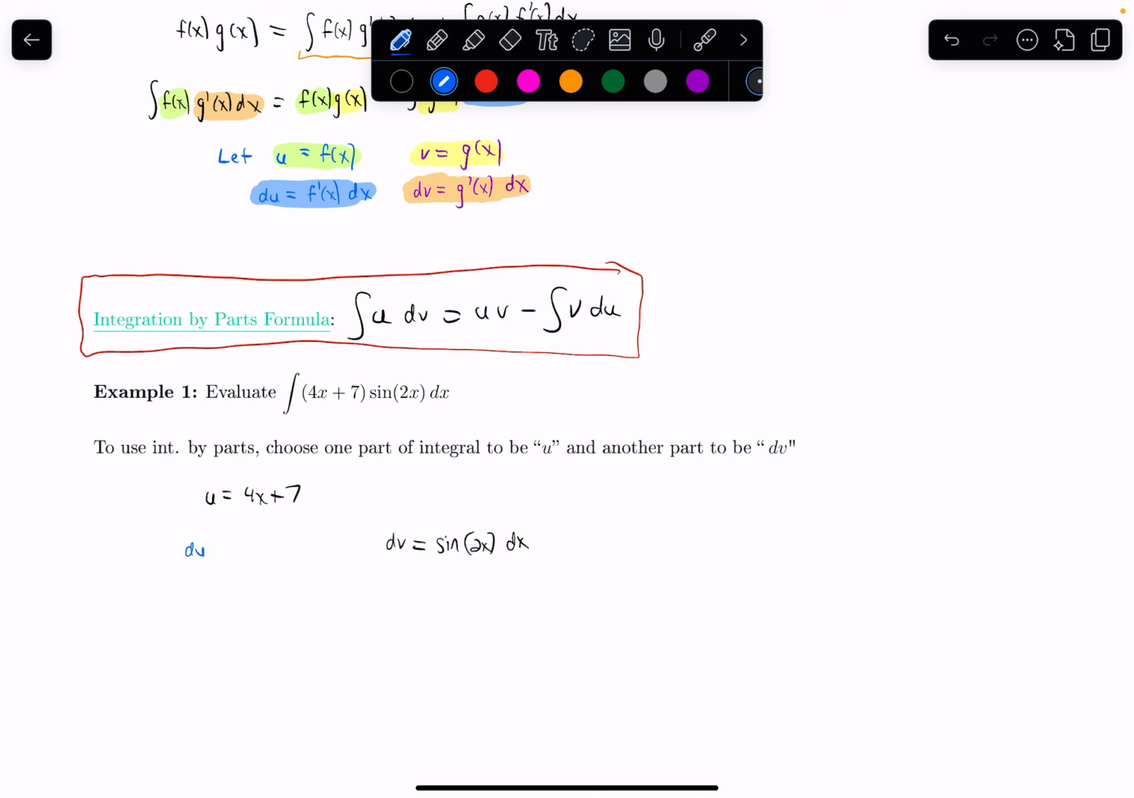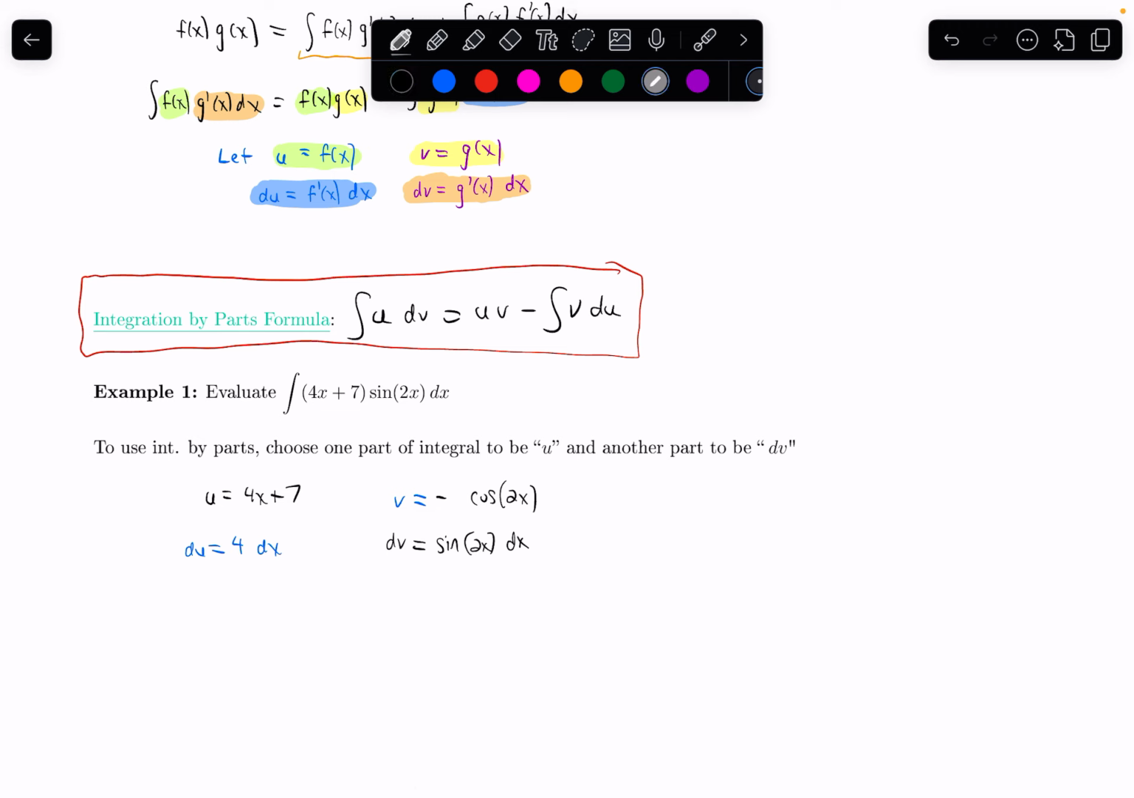And then we have to find, well, what's du and what's v? Okay, so du, my derivative of u, well, that would be 4, and then I have to write the dx. The antiderivative of sine of 2x. Well, I know the antiderivative of sine is negative cosine. So I'll have negative cosine 2x.